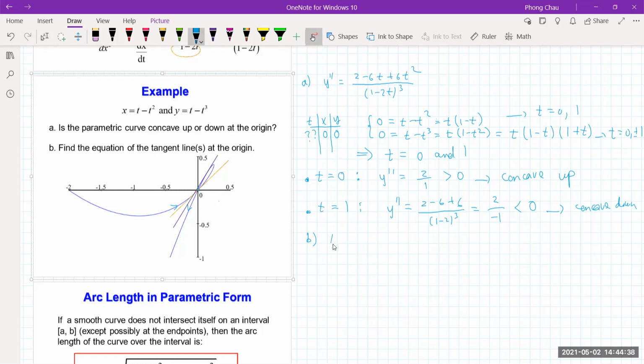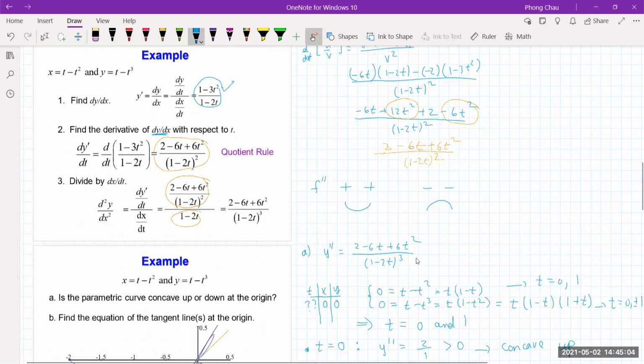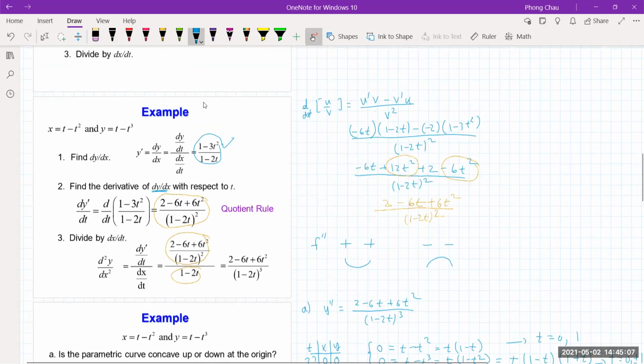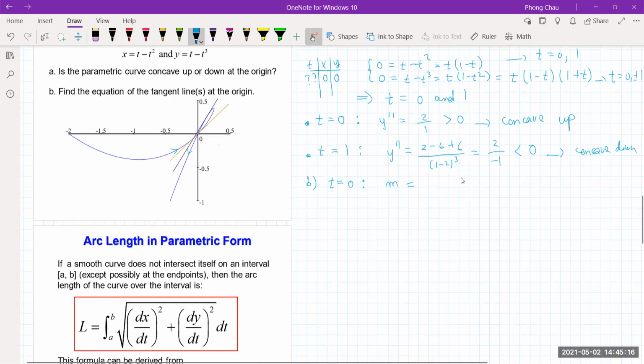So namely, at t equals 0, so on the way up, we need to find the slope of the tangent line here, right? So what's the slope of the tangent line again? It's the derivative, the first derivative this time. And what's the first derivative? First derivative up here. See that one? 1 minus 3t squared over 1 minus 2t. Okay, so the slope of the tangent line we have found.